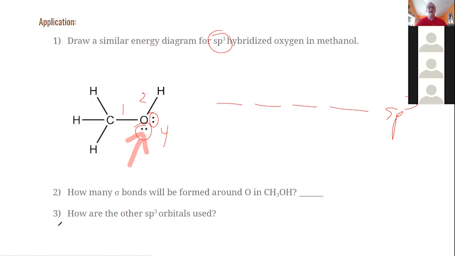And how many valence electrons does oxygen have to put in those orbitals? 1, 2, 3, 4, 5, 6. Six, so we use the same rules as we do for regular orbitals. 1, 2, 3, 4, 5, 6.